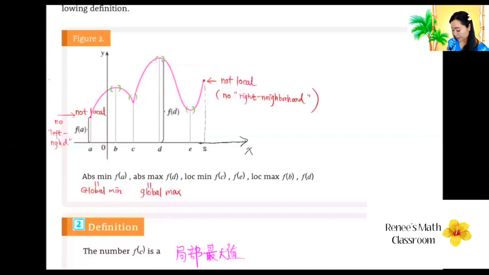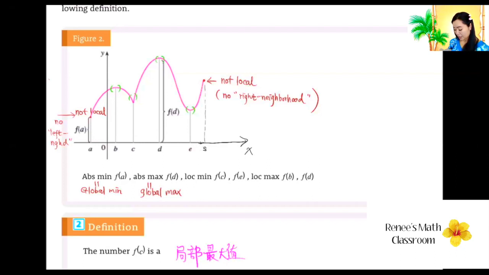So over here, f of a is the absolute min. This is the local max. This is the local min. f of c is a local min. f of d is the absolute and local max. This is a local min. And over here is neither. It's not local and it's not absolute either.